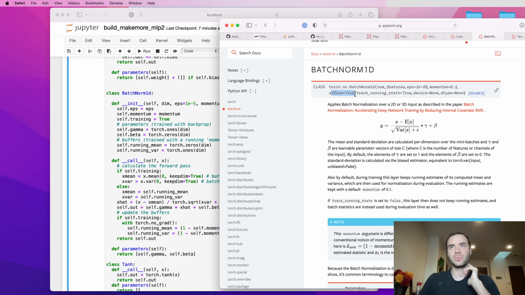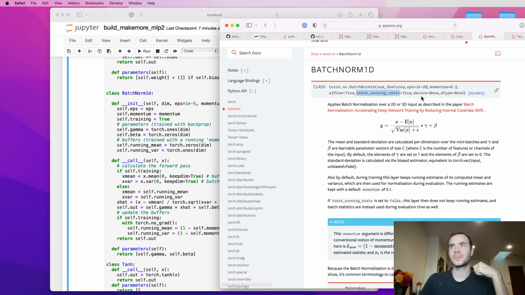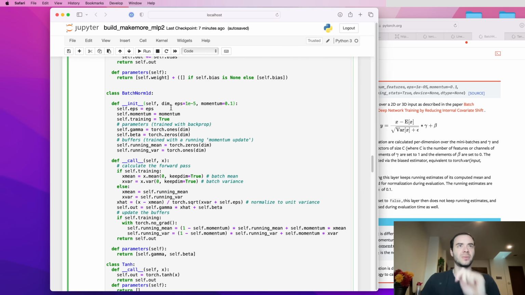So for us, affine will be true. That means that we will be using a gamma and beta after the normalization. The track running stats will be true, so we will be keeping track of the running mean and the running variance in the BatchNorm. Our device by default is the CPU, and the data type by default is float32. So those are the defaults. Otherwise, we are taking all the same parameters in this BatchNorm layer. So first, I'm just saving them.